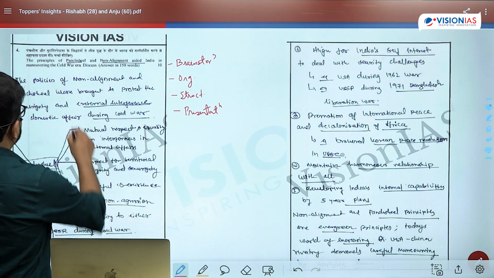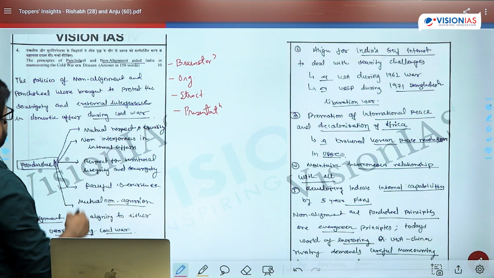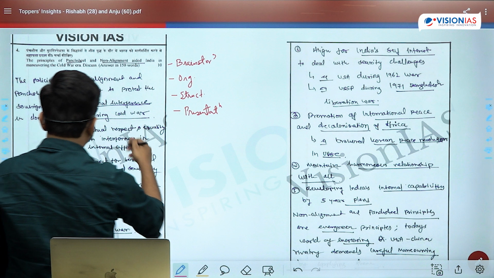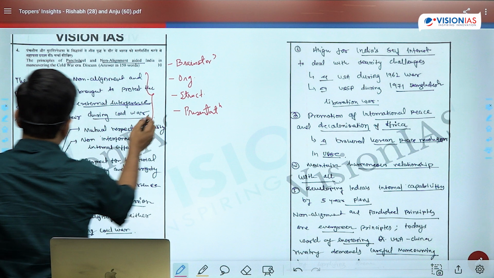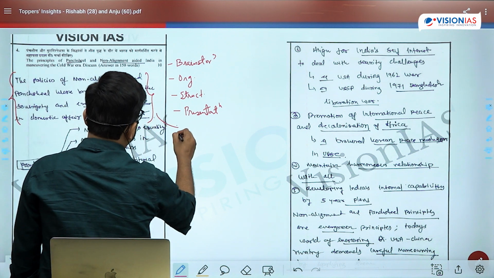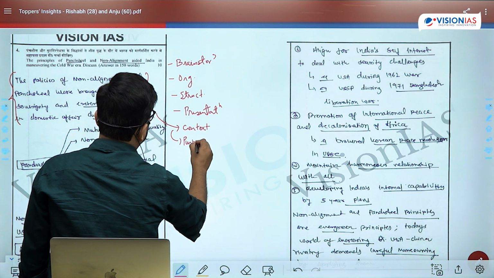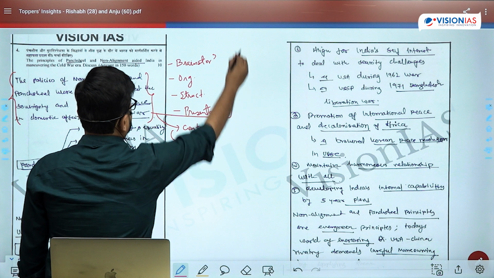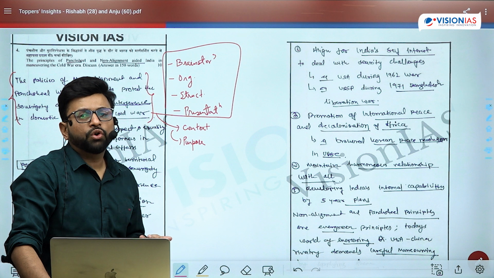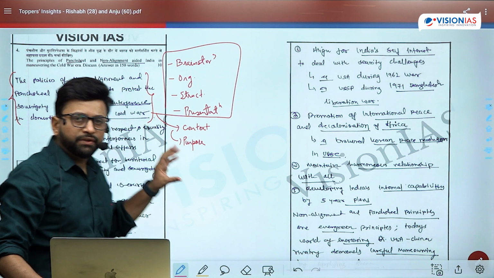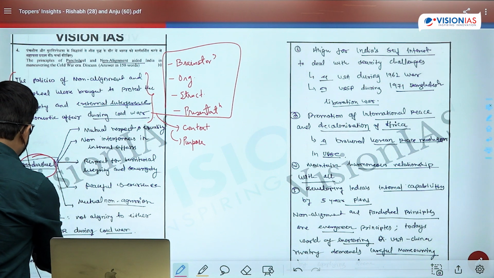He has first talked about how the policies of non-alignment and Panchsheel were brought to protect sovereignty and prevent external interference in domestic affairs during the Cold War. So this is the introduction, which is basically about context, or the purpose behind following Panchsheel and non-alignment. At this point he has not explained what exactly is the meaning. He has started with the reason why it was introduced. Then he has explained the meaning of Panchsheel and the meaning of non-alignment.